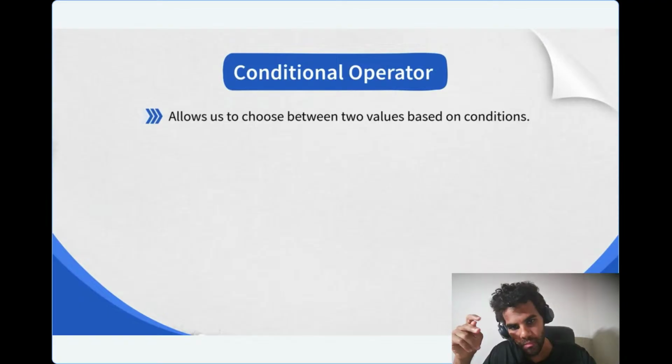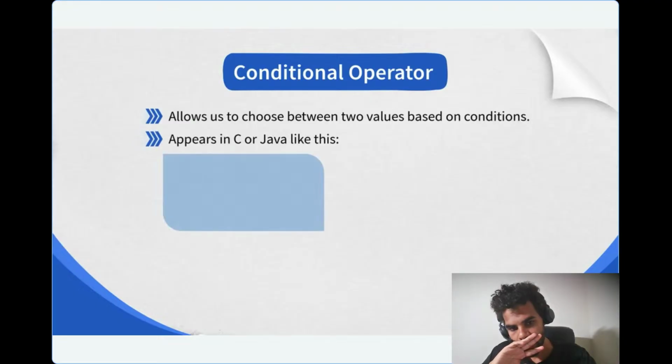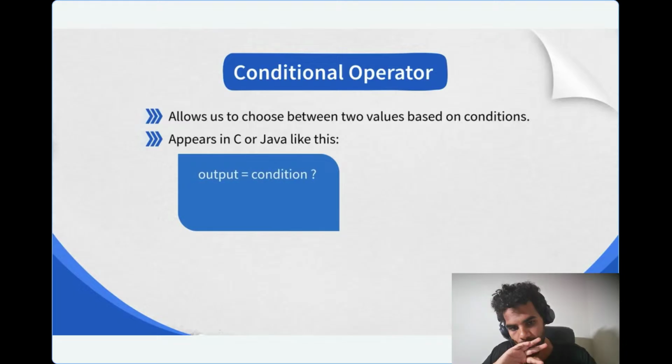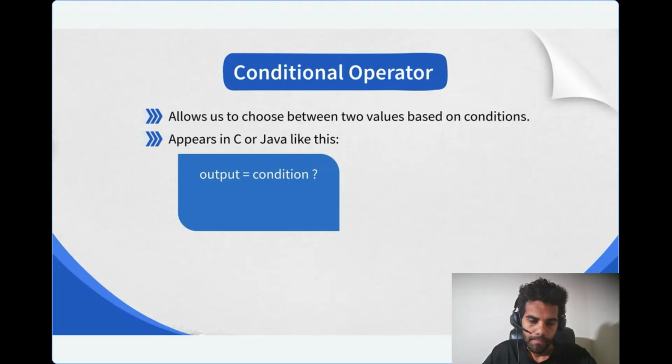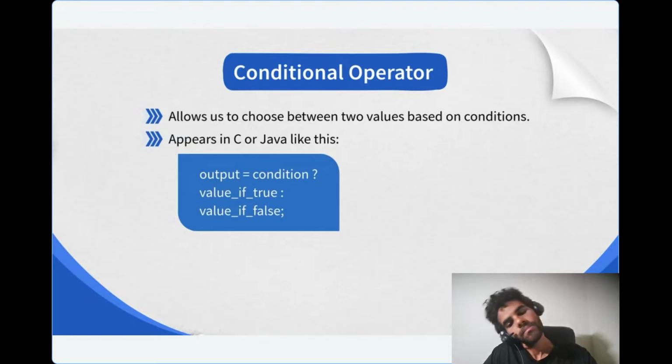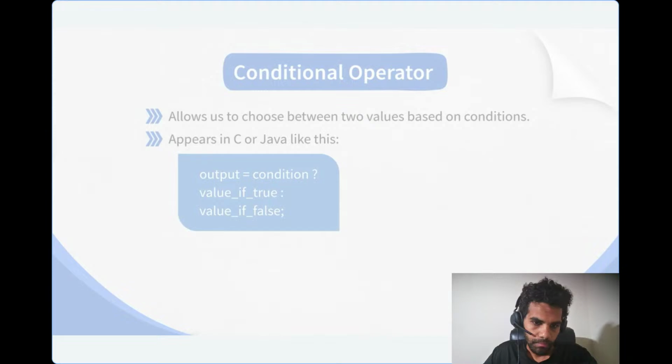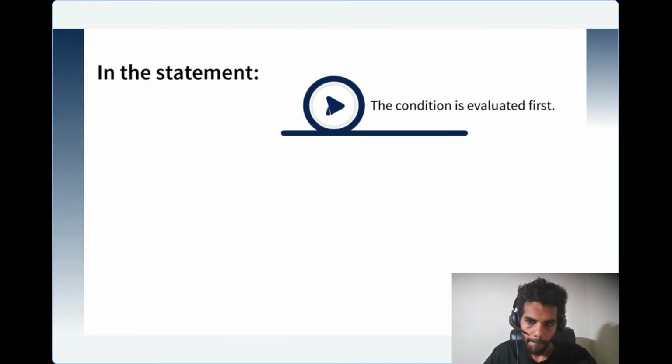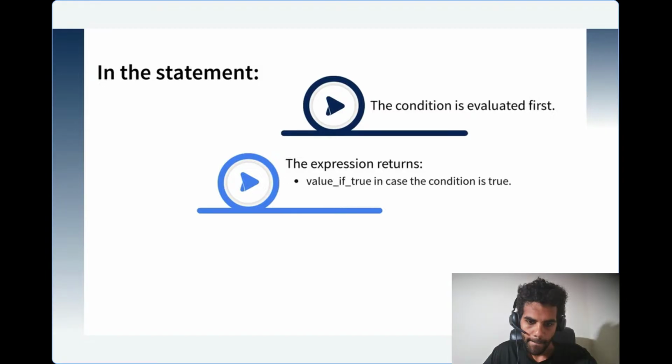The conditional operators, often called the ternary operator, let us choose between two values based on a condition. You've probably seen it in C or Java. It looks like this: output equals condition, and if the condition is true, you get the value if true, otherwise the value if false. This is the syntax for the ternary operator. In this statement, the condition is evaluated first. If the condition is true, the expression returns value if true. Otherwise, it returns value if false.